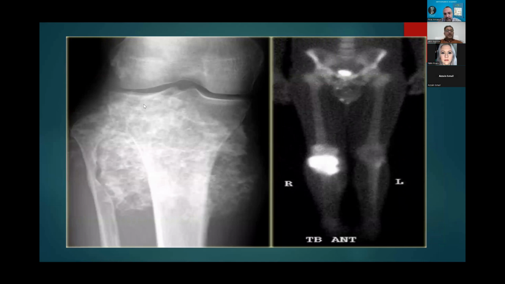This is again a picture of the upper end of the tibia. However, this shows a chondrosarcoma. This picture on the right side is an isotope bone scan, which shows a hotspot. And this is also a very aggressive lesion, highly malignant.